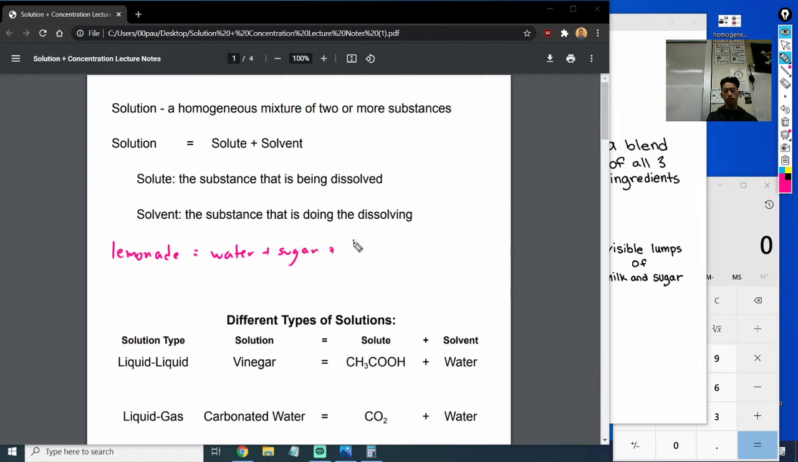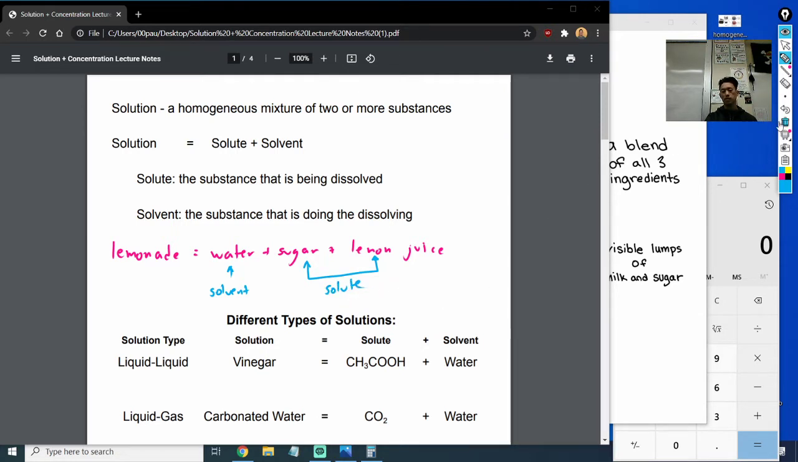It's also made of some lemon juice, right? Okay, so which one would be the solvent, the thing that you have the most of? Hopefully you said that it's water, right? The water would be the solvent because in lemonade you mostly have water in there. Whereas the sugar and the lemon juice, you have some in there, but not as much as the water. It's mixed into the water. So this would be the solute.